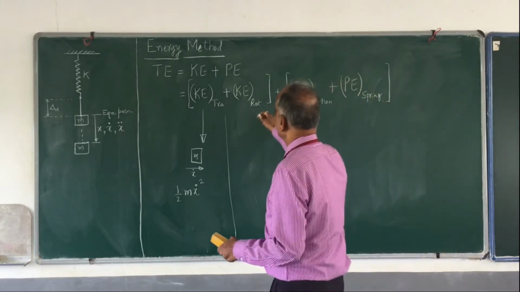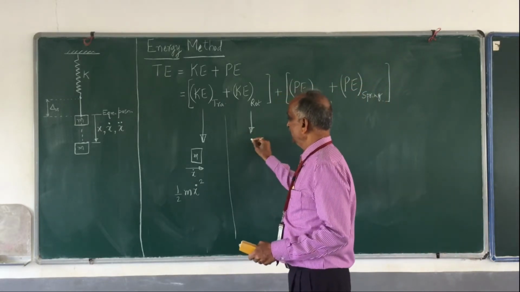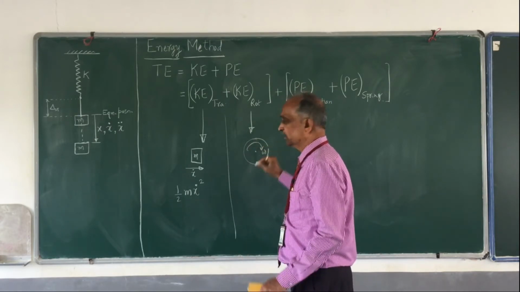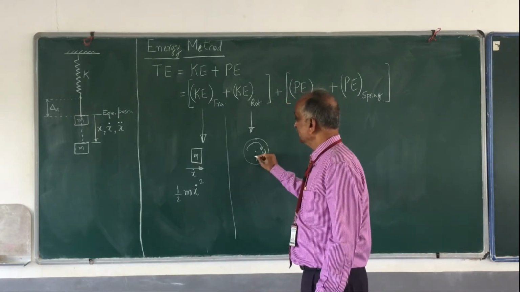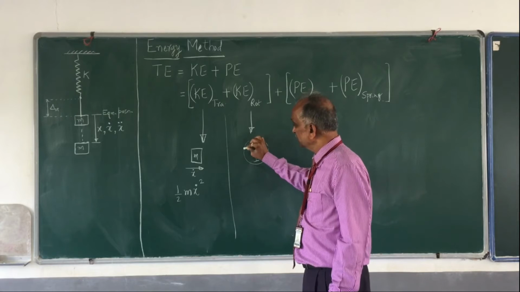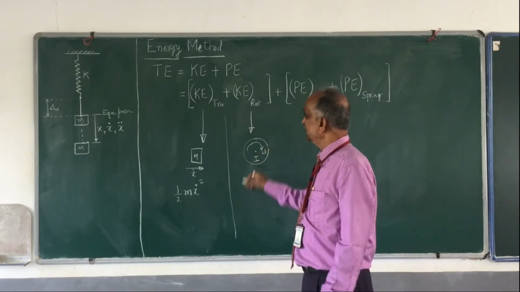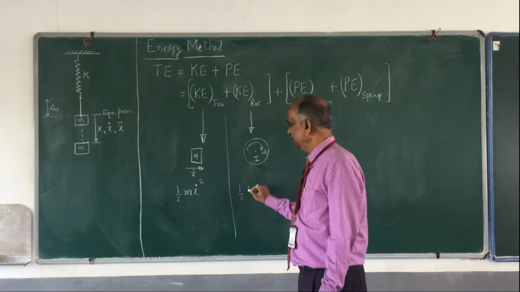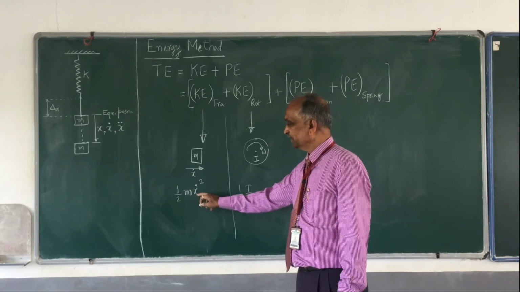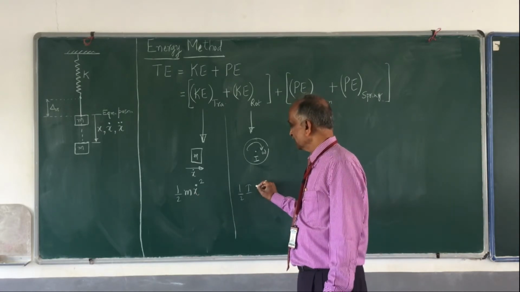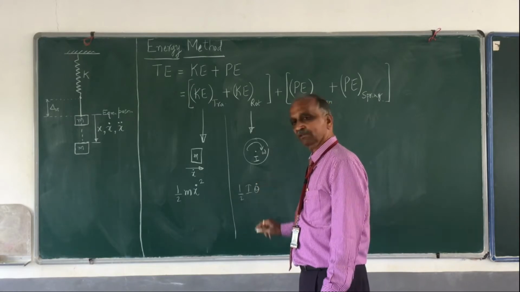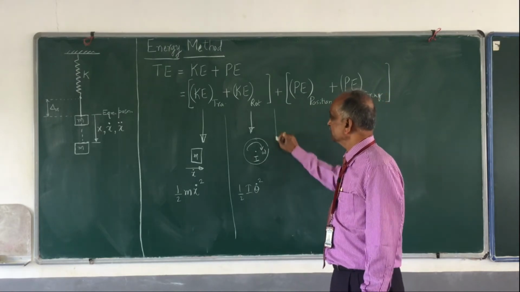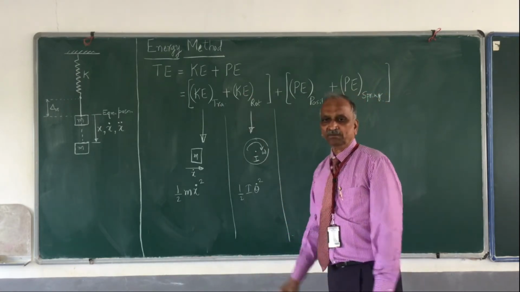Similarly, kinetic energy because of rotation. You have a disc-like thing, and this is rotating at an angular velocity of omega, and I is the moment of inertia of this body about this. In that case, it is very similar to half m x dot square. Instead of m, I have I, and instead of x dot, the linear velocity, I have theta dot, the angular velocity. Half I theta dot square will give us the kinetic energy because of rotation.